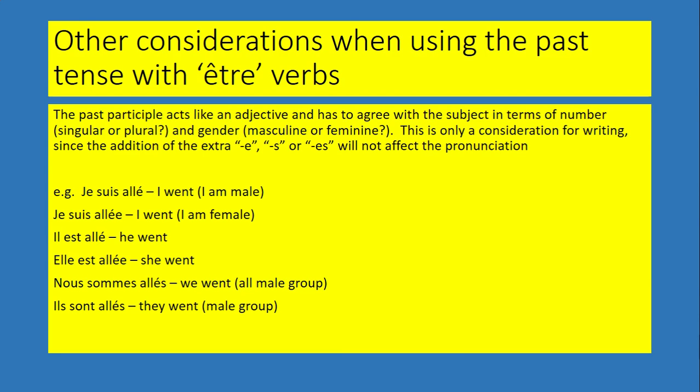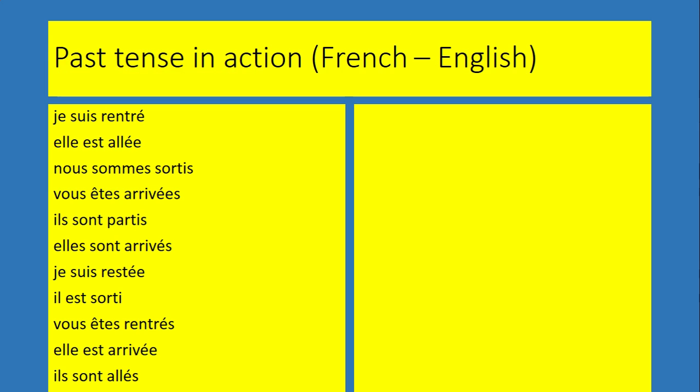And ils sont allés is they went, and that's a male group. Again, the allés has an S on the end because it's plural, and if it's a female group, elles sont allées, you've got an E and an S. You've got an E because the subject is female, and an S because the subject is also plural. So don't forget the past participle acts also like an adjective.